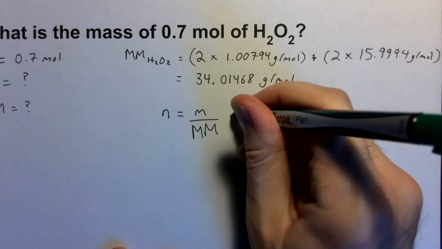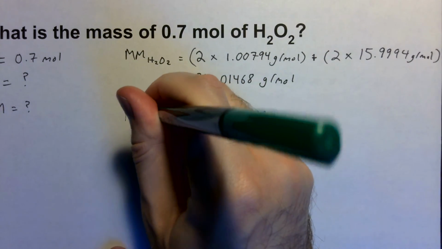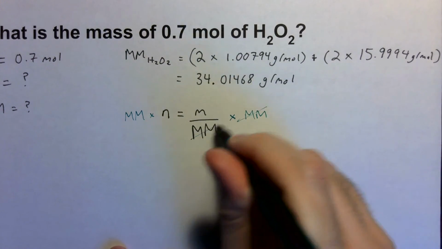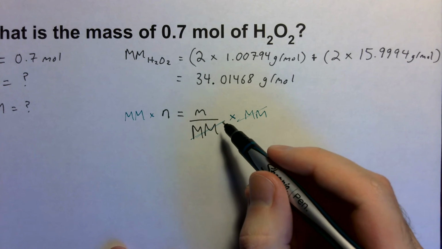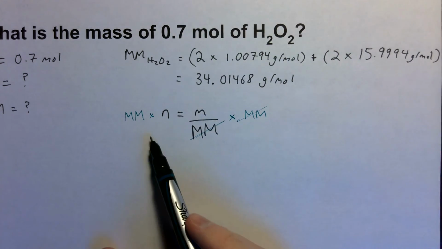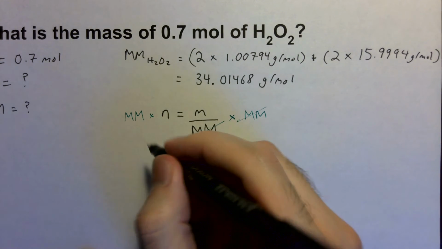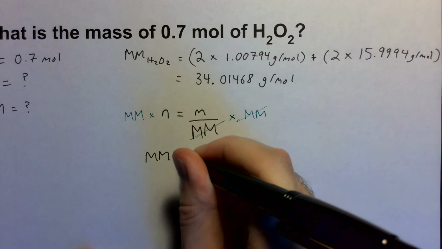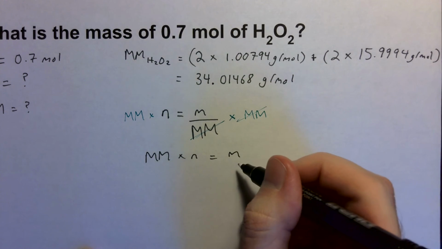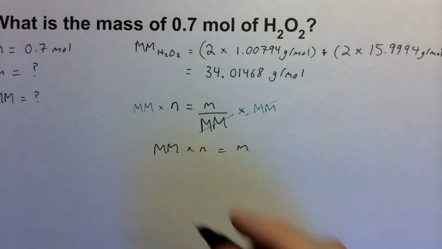So if we multiply both sides by the molar mass, then the molar mass would cancel out on the right side of the equation because anything divided by itself is 1. And then we are left with the expression that molar mass times moles equals mass.